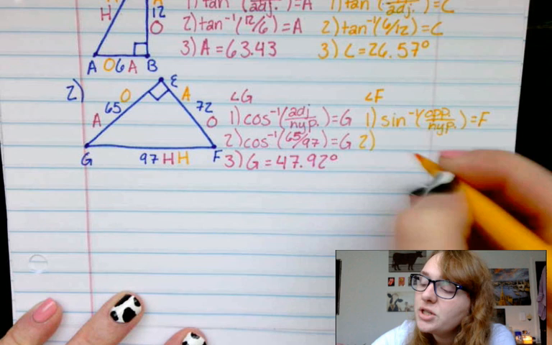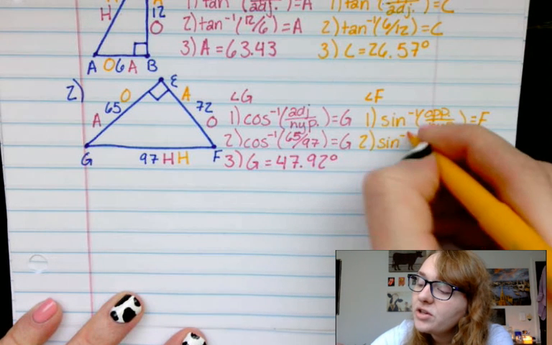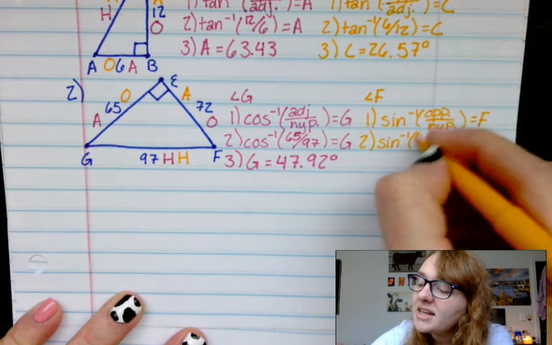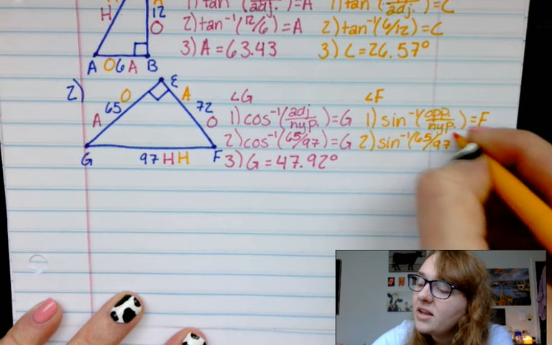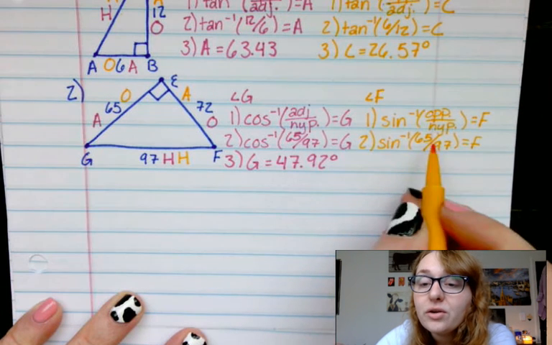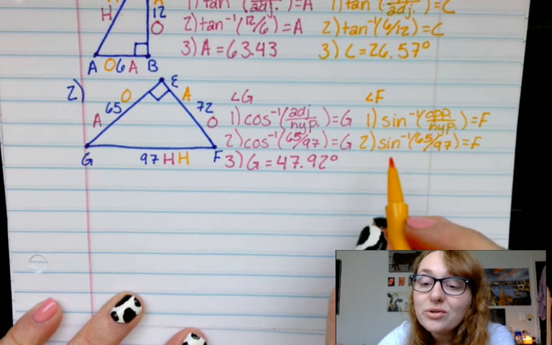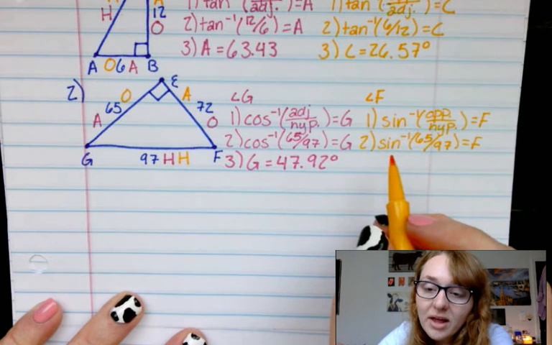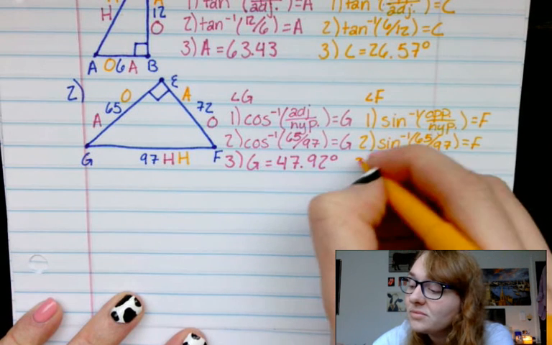Step 2 is to substitute, so put in what we know. We still have our inverse trig function. Opposite side is 65, and our hypotenuse is still 97. That's going to give us angle F. Now notice our two fractions, those two ratios contain the same numbers. But since we're using different inverse trig functions, we're going to get two different answers.